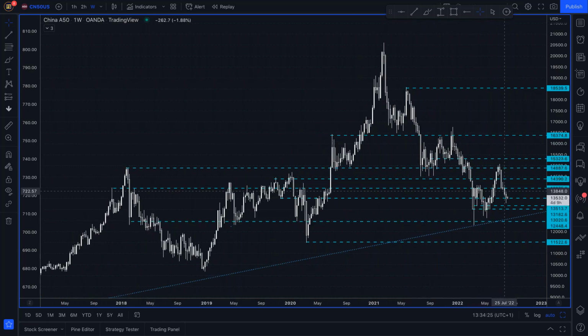Near term, we're seeing the China 50 move lower. GDP has been revised lower in expectations from analysts due to a number of negative sentiment comments from China's officials about hitting their GDP target. Seems unlikely they will.